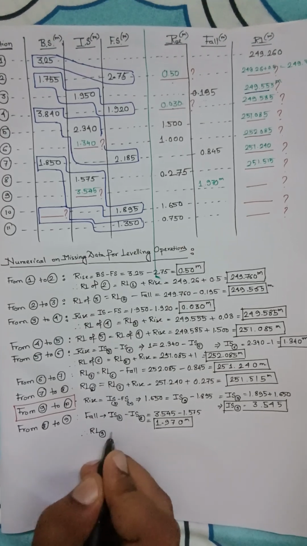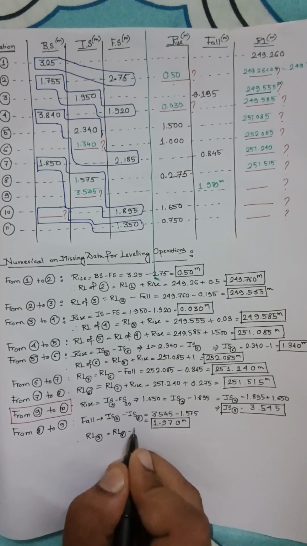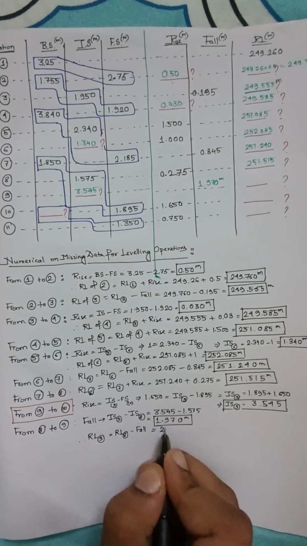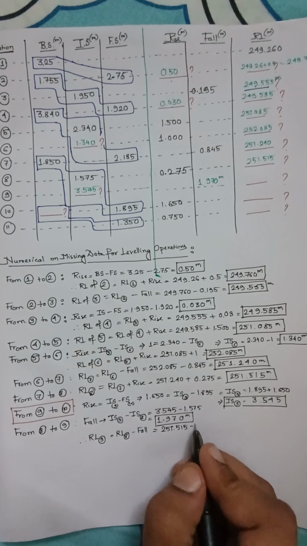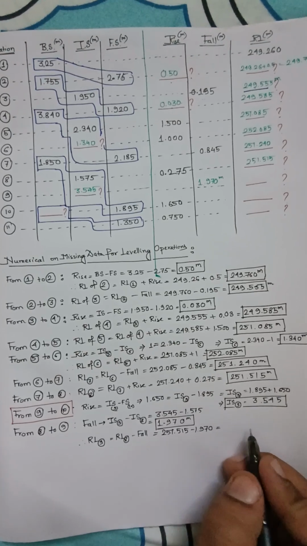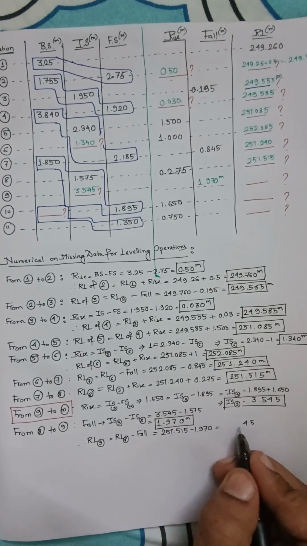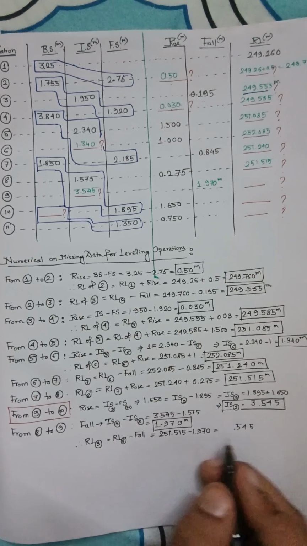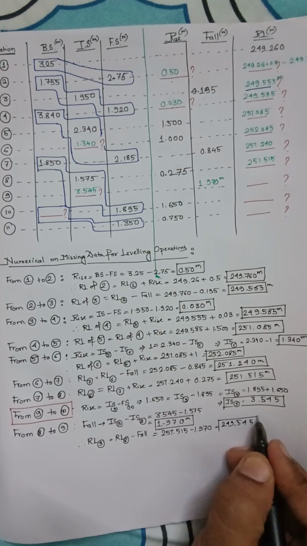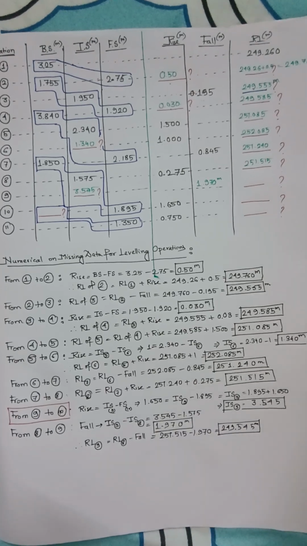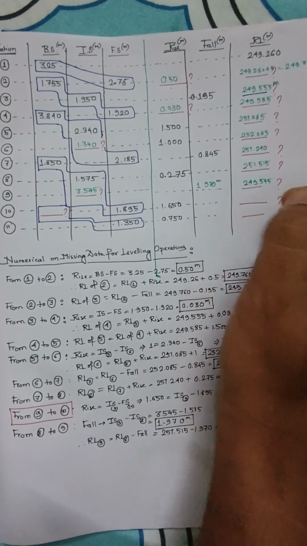RL at 9 will be RL of 8 minus 4 is equal to 251.515 minus 1.970, which is 574.95 is 65, and we have 249.545 meter.